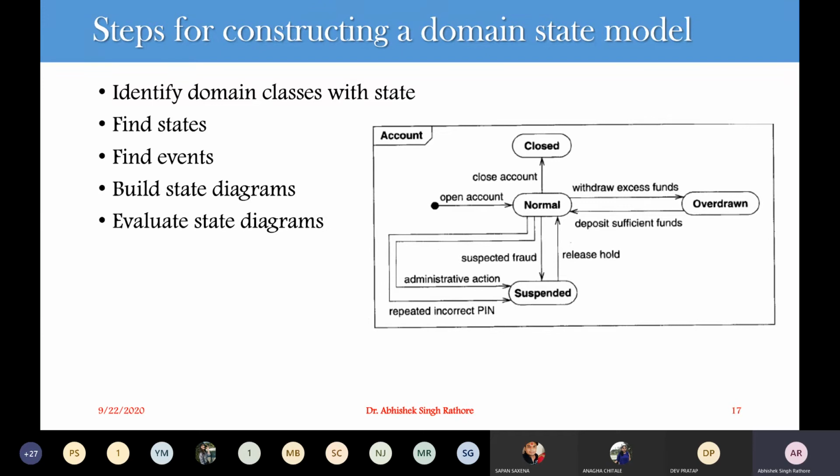So we have different events that are available. Let's say we have an open account event. When the open account event happens, you get a normal account. Then again, you go for withdrawing money. Withdrawing money is fine, but when you withdraw an excess amount of funds, then you go to another state. So these events trigger state changes.